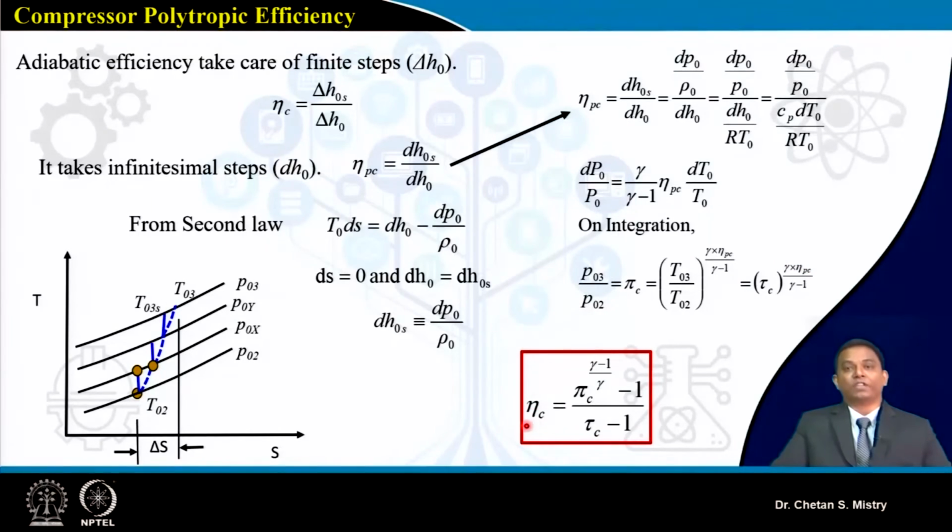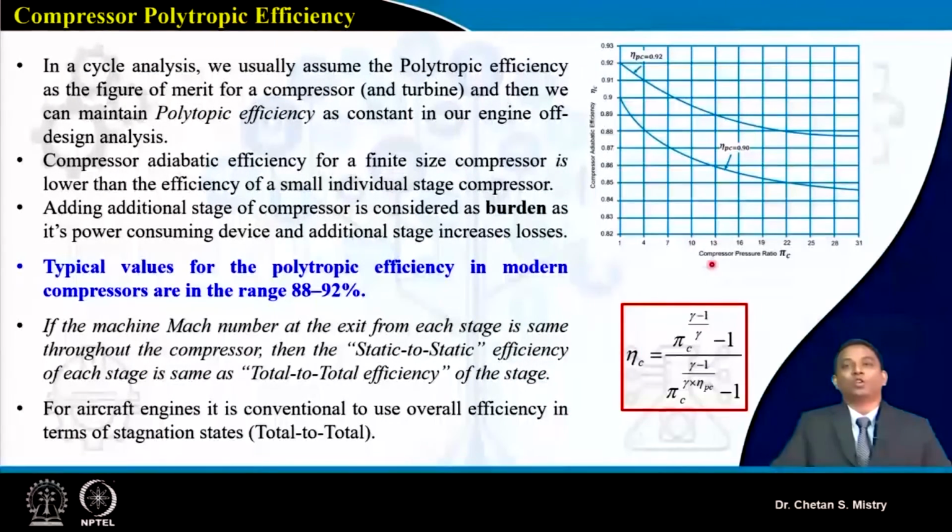So my overall efficiency is a function of my pressure ratio, and this is a function of my temperature ratio. Let's try to understand the meaning and the physical interpretation of this equation. Here, this represents my compression ratio, and this represents my adiabatic efficiency. Here my polytropic efficiency is 0.9, and here I am assuming my polytropic efficiency to be 0.92. So let's try to understand.